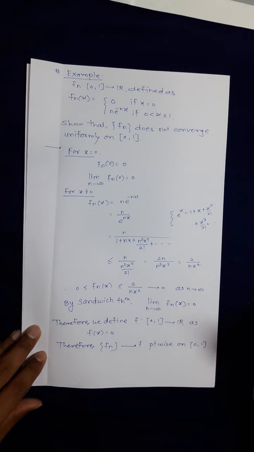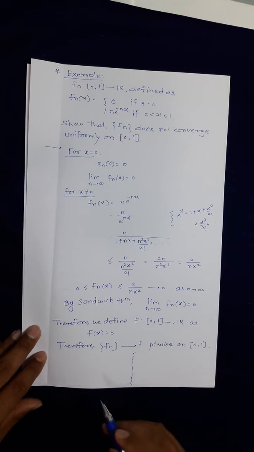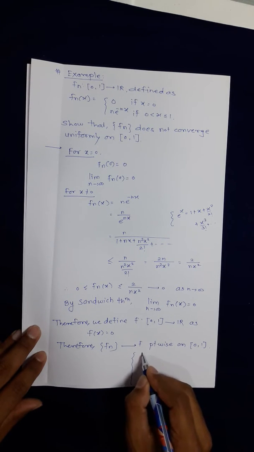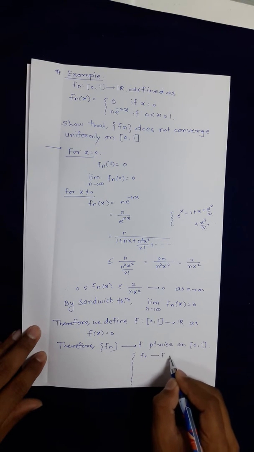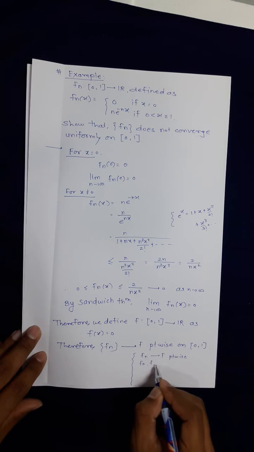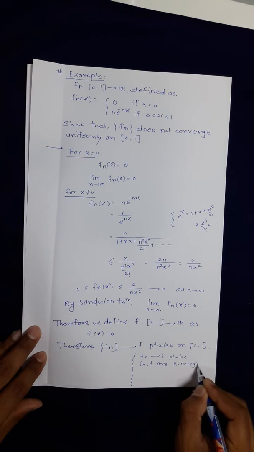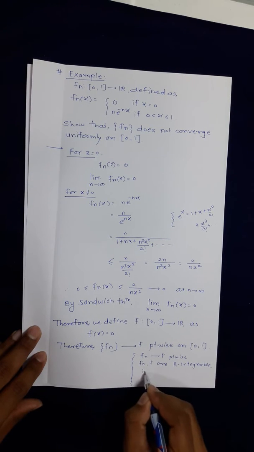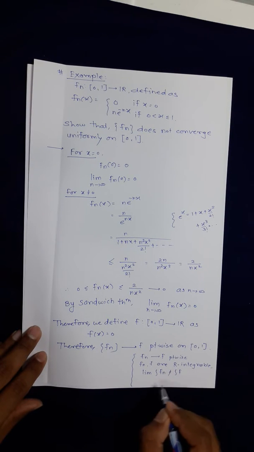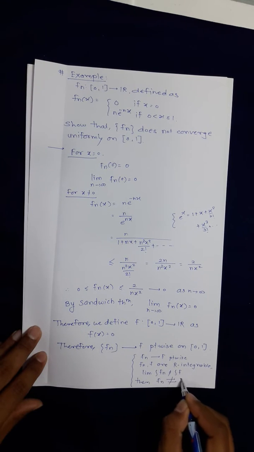So now we have to prove that it is not uniformly convergent. There is one result, one method, using which you can prove it is not uniformly convergent. What is that result? If fn converges to f pointwise, fn and f are R integrable, where R integrable means Riemann integrable, and the limit of the integration of fn is not equal to the integration of f, then that convergence is not uniform convergence. Okay, so this is one method.